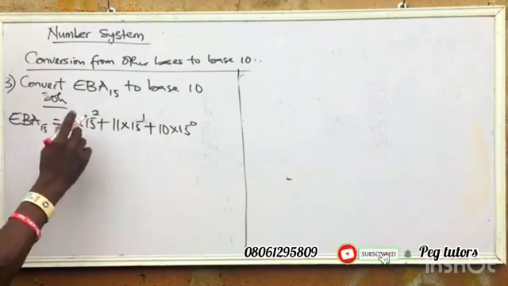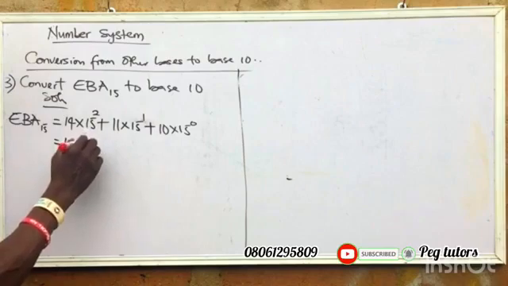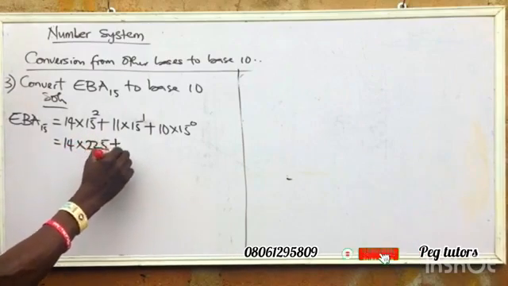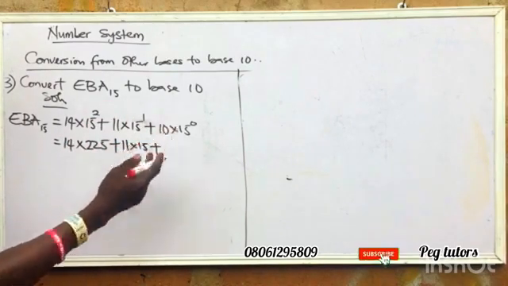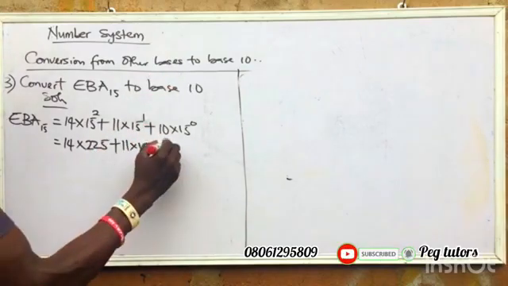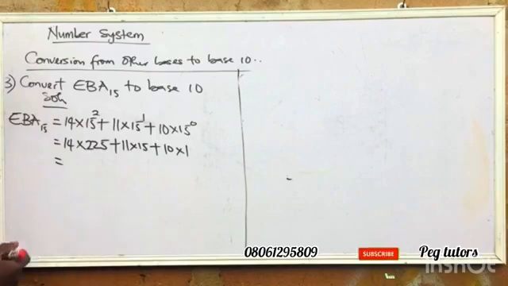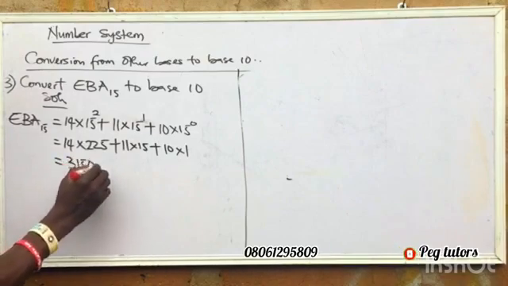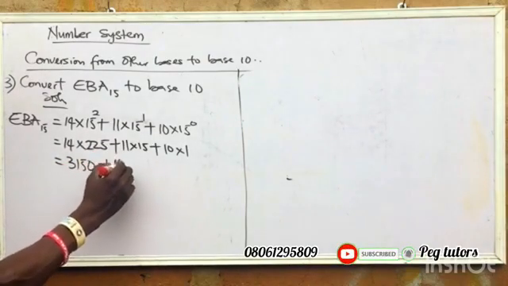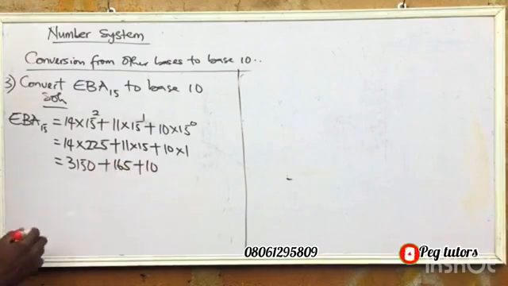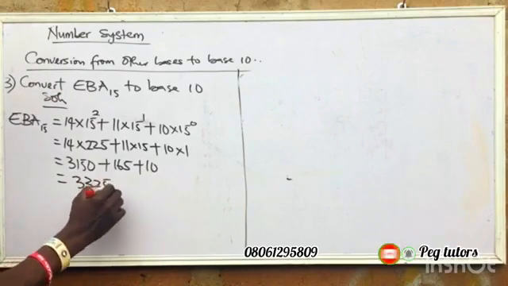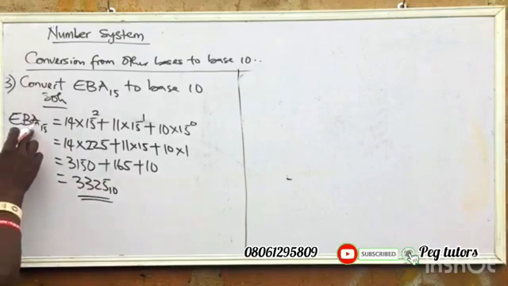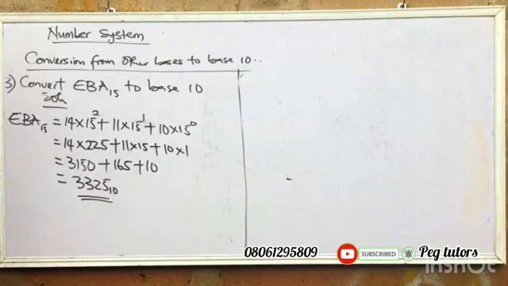Now let's simplify. That will be 14 times 15 raised to power 2, which is 225, plus 15 raised to power 1 is 15, so we have 11 times 15, plus 15 raised to power 0 is 1, so we have 10 times 1. 14 times 225 gives us 3150, plus 165, plus 10, and everything here gives us 3325. Therefore EBA base 15 is 3325 base 10.